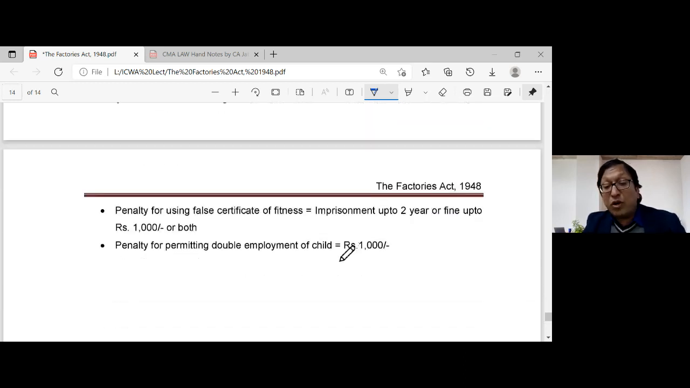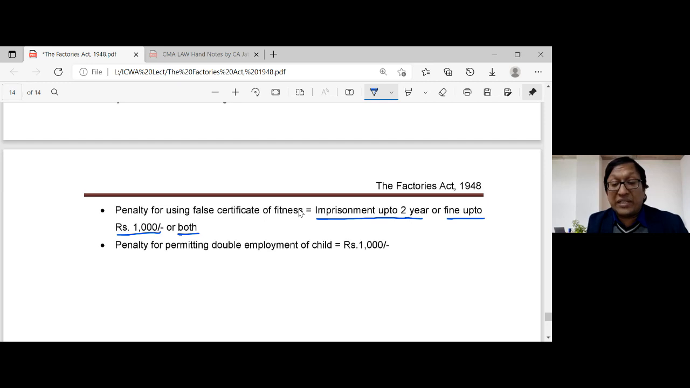Penalty for using a false certificate of fitness. A person is not fit, but the employer gets a false certificate of fitness and that person is employed in the factory. Then there is a penalty of imprisonment up to 2 years or a fine up to 1,000 rupees, or both.